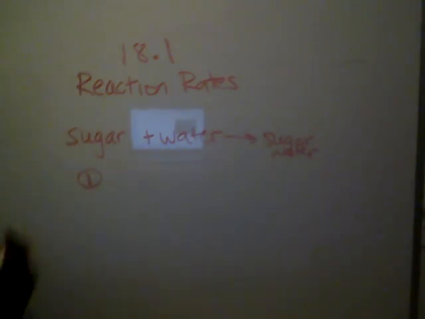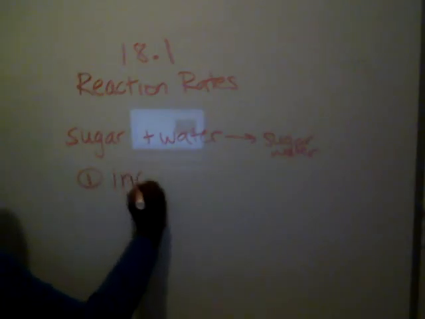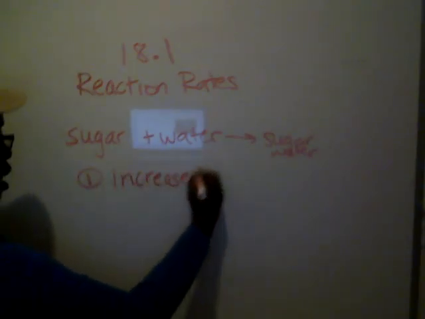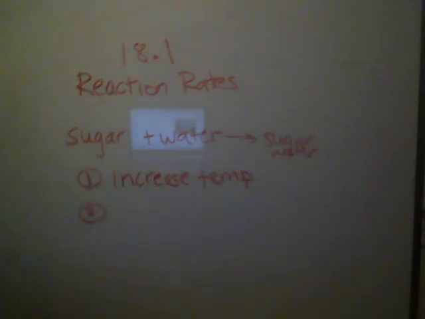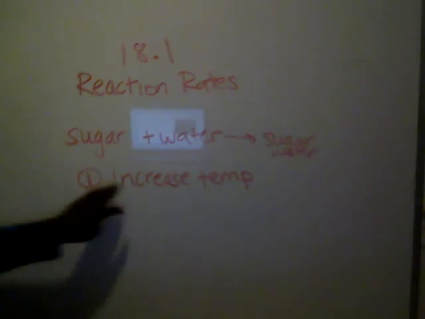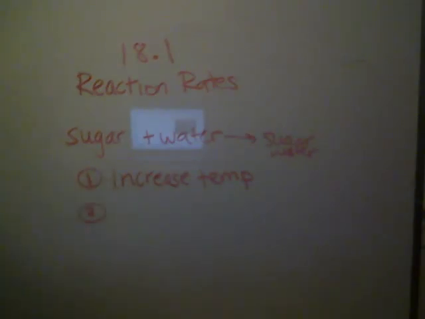Okay, so one thing we can do, let's say we wanted the sugar to react more in the mixture, or we wanted it to react quicker, we could increase the temperature. And what that's doing is when we increase the temperature, we're giving those particles more energy. So when they hit each other, they should hit each other with enough force to cause the reaction to take place. So increasing the temperature increases the energy so they can hit each other and cause the reaction to happen.